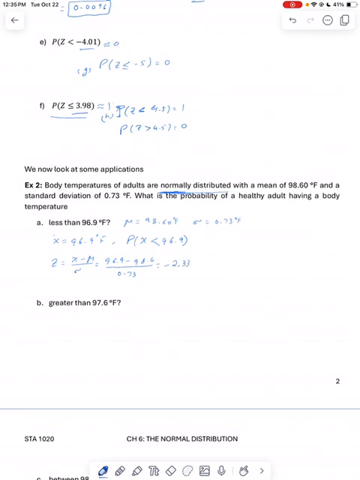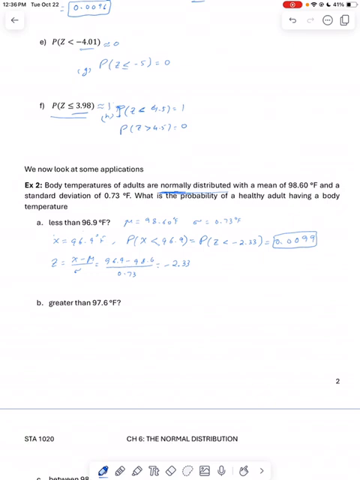Now for this z value, you can put an arrow here, or basically what we can say over here is that this is the same as the probability that z is less than negative 2.33. Now we look up negative 2.33, and you will see that you get the value 0.0099. So that is the probability. That is our answer.